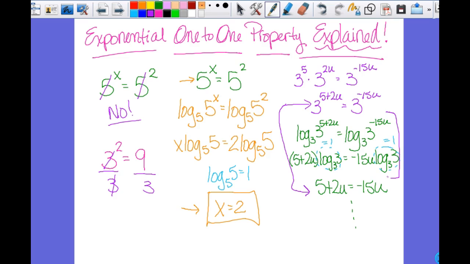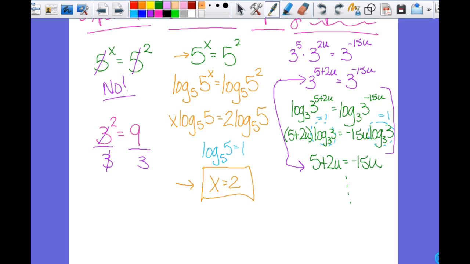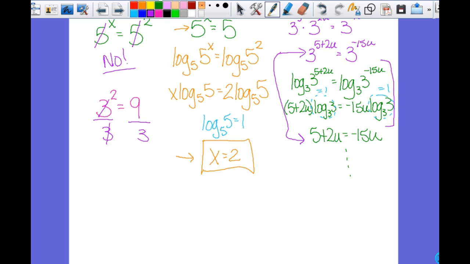I could have even taken, let's see. Not that you would want to do this, but I just want you to see that even here, I could have done log base 3 here. I could do log base 3 of 5 to the x equals log base 3 of 5 squared. So then when I bring these out front, I get x times log base 3 of 5 equals 2 times log base 3 of 5.